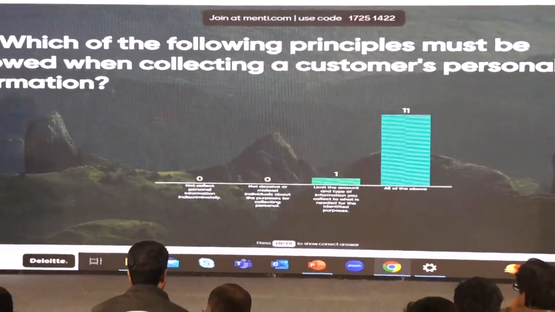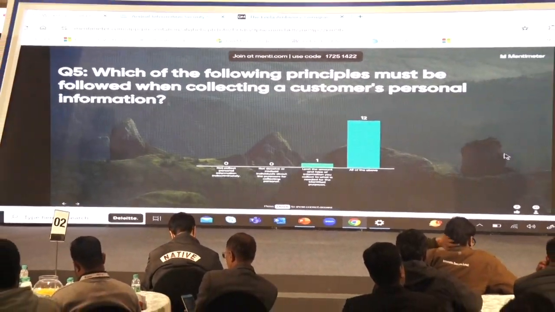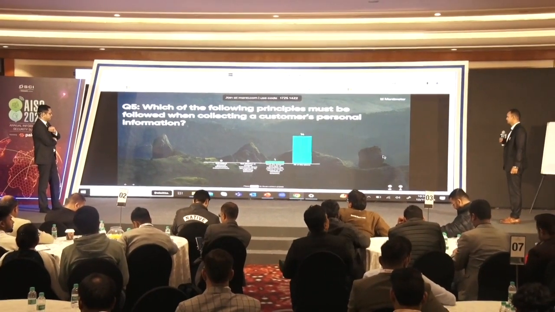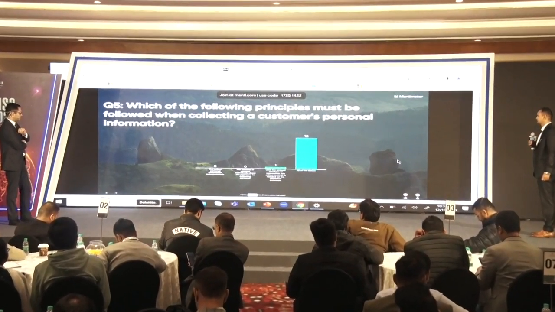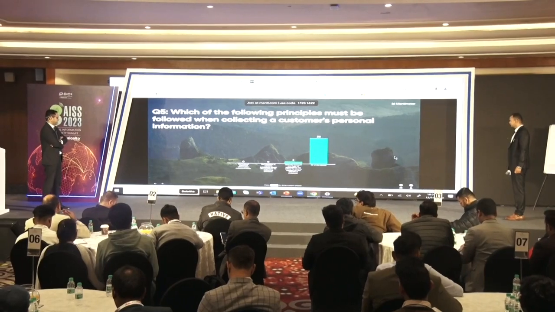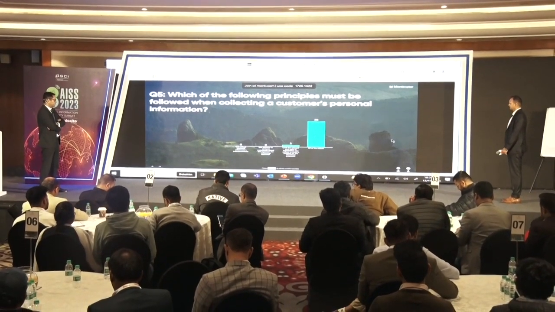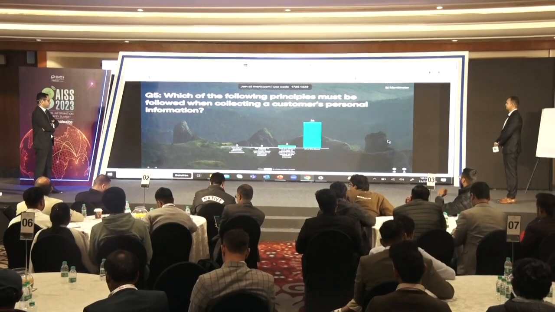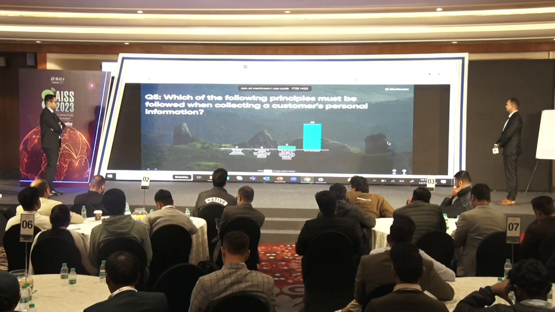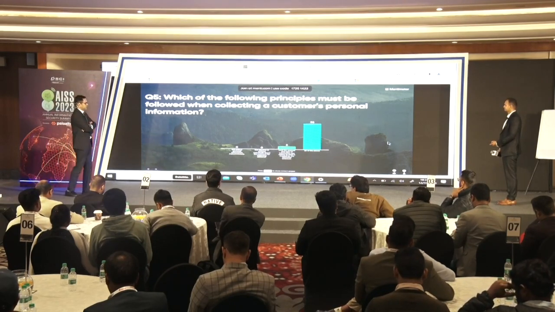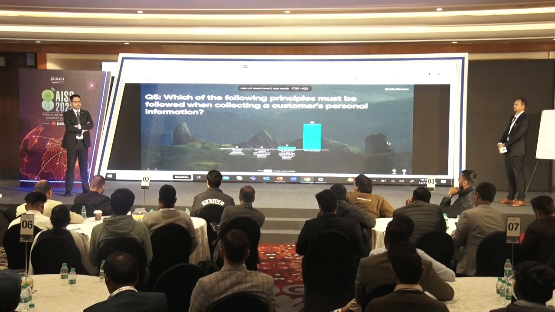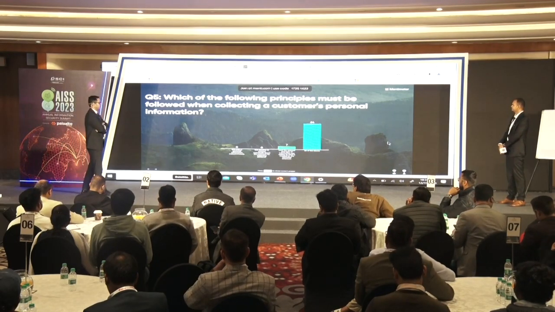Which of the following are the principles that must be followed when collecting a customer's personal information? Not to collect personal information indiscriminately, not to deceive or mislead individuals about the purpose of collecting personal information, limit the amount and type of information you collect to what is needed for the identified purposes, and all of the above. We didn't keep it regulatory specific, just wanted to get a sense of best practices as to how we would go about adhering to it.